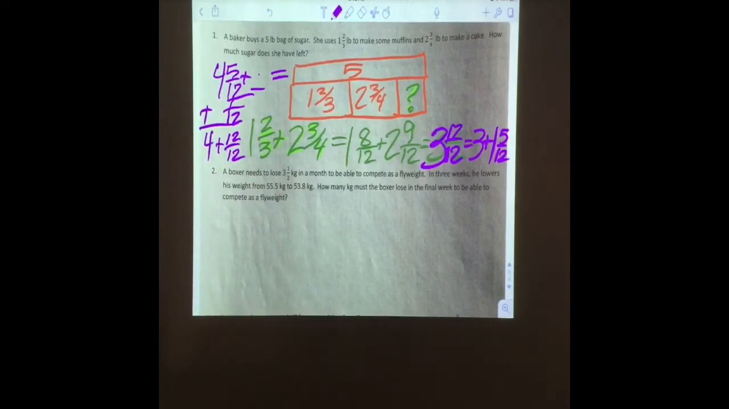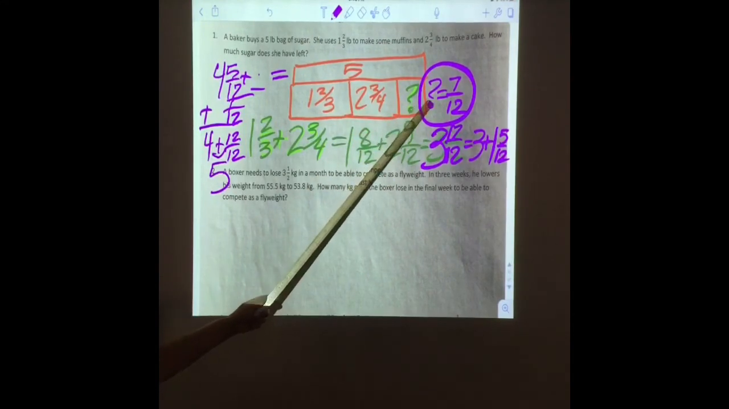What's our answer? Our mystery number equals 7 twelfths. If you notice, our mystery number equals 7 twelfths. That makes it 5. Nice job.